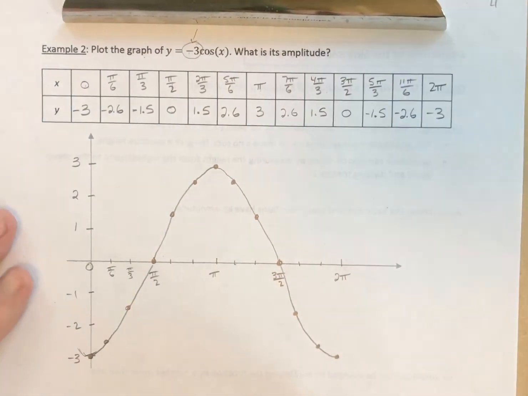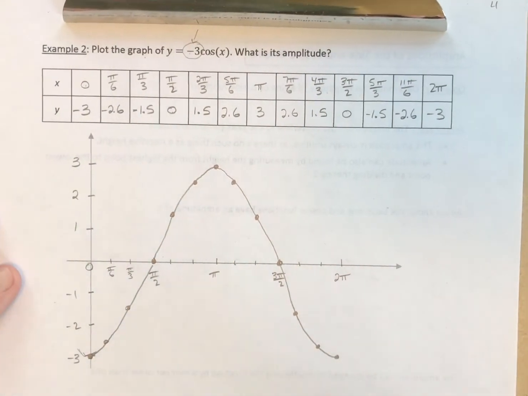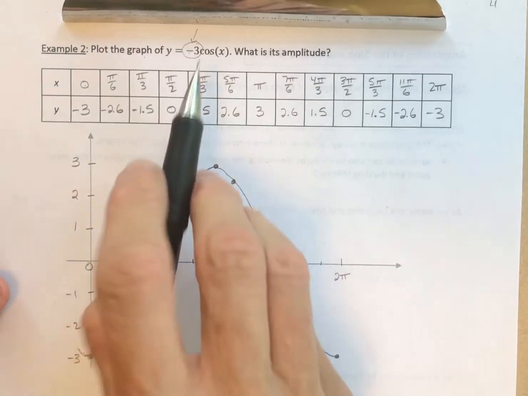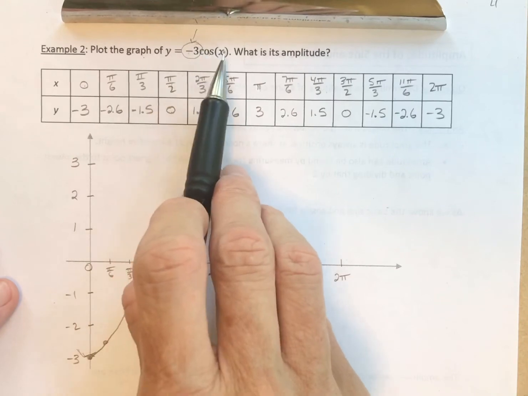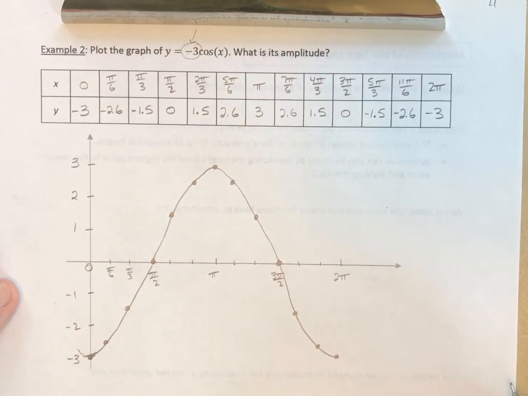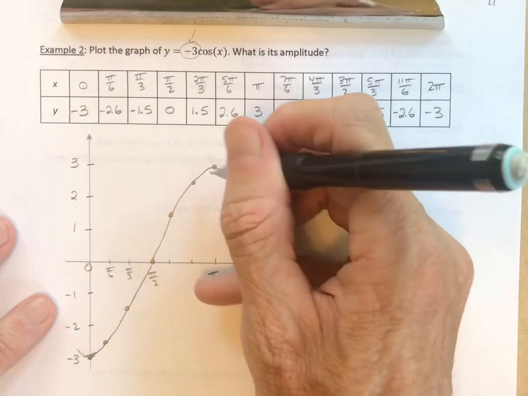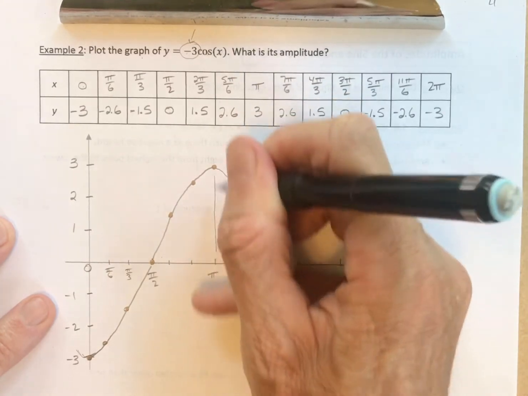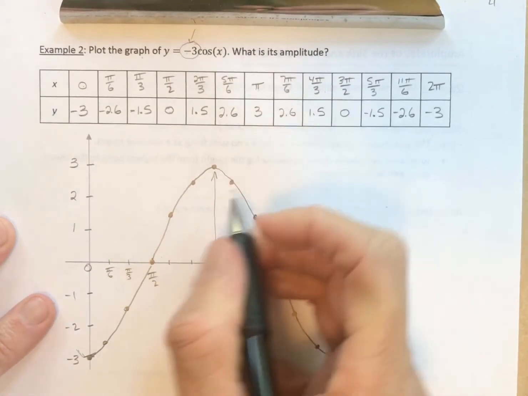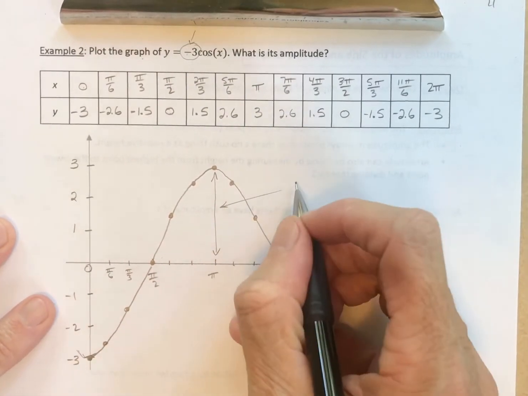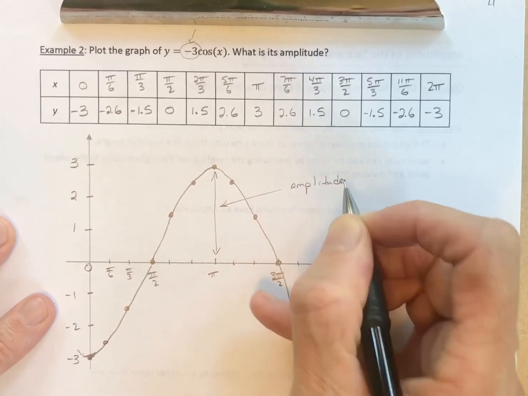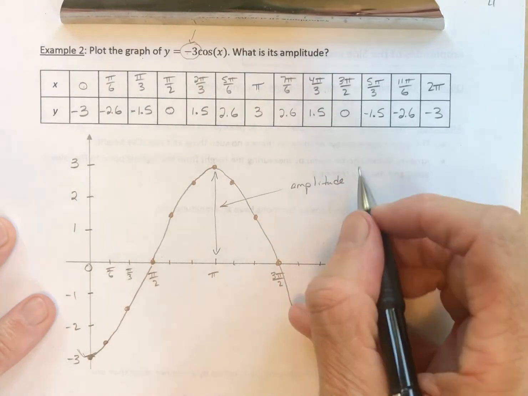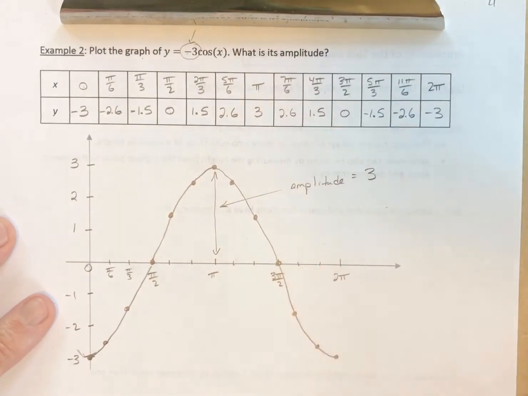And go like that. So here's the cosine graph, y equals negative 3 cosine of x. Well, what do we notice? From center line to peak, this is our amplitude. Again, the center line in this case has been the x-axis, and the amplitude in this case is 3.